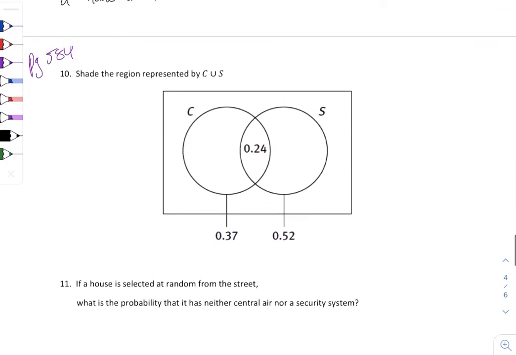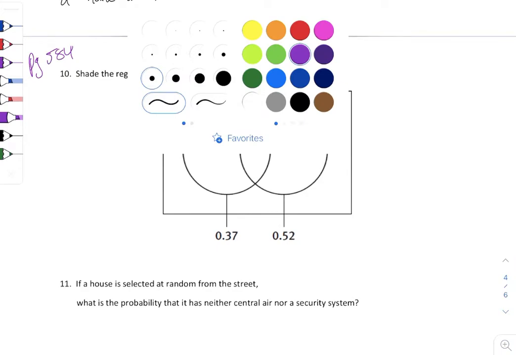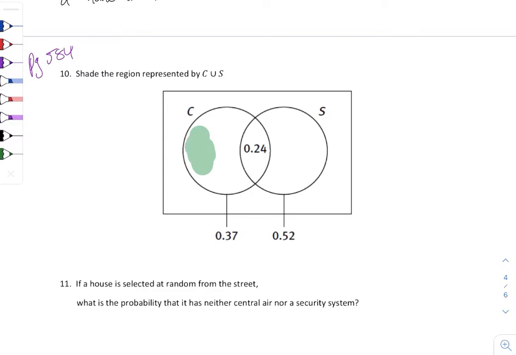So we want to shade the region that represents C union S, so C or S. That's basically anything in the circles. The shaded region is anything in either C or S or C and S, so anything in the circle area here.